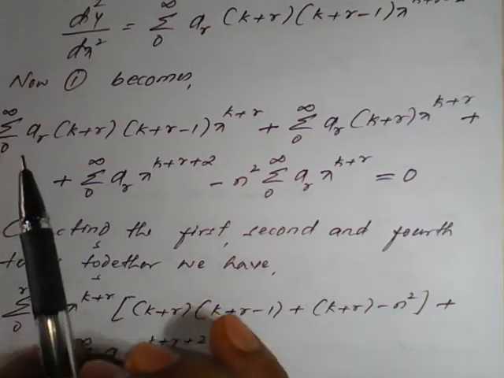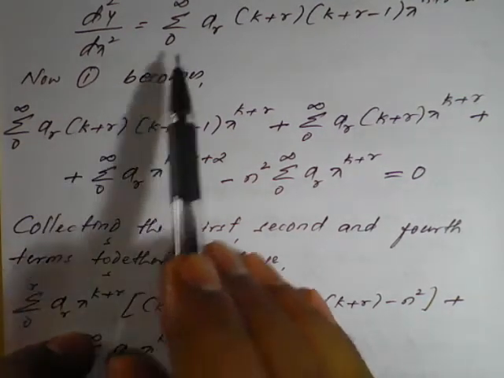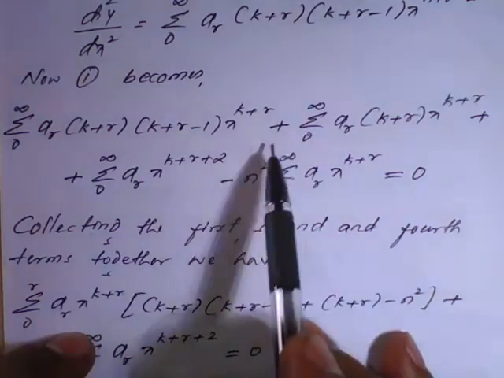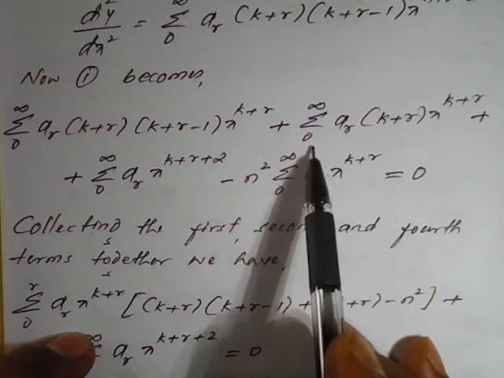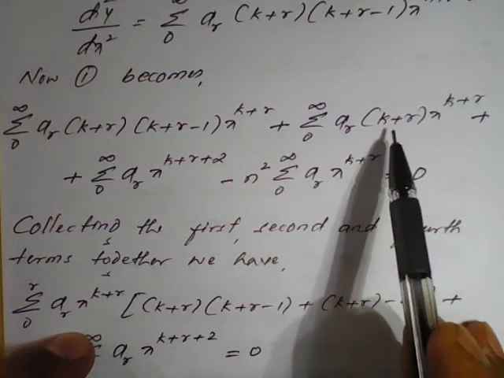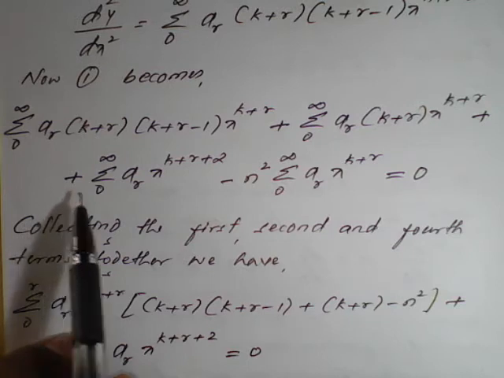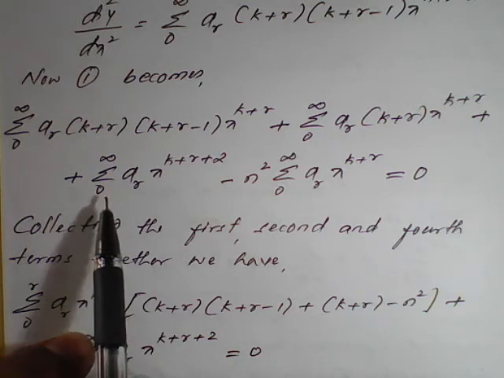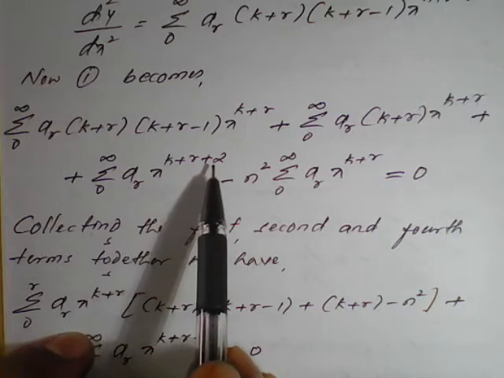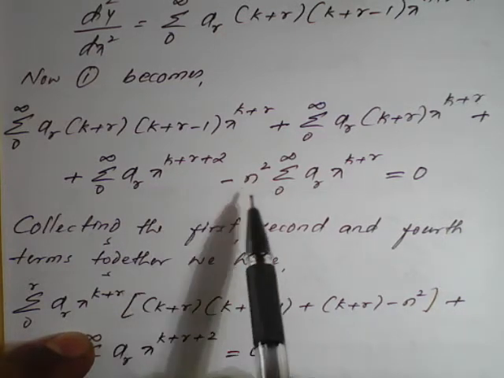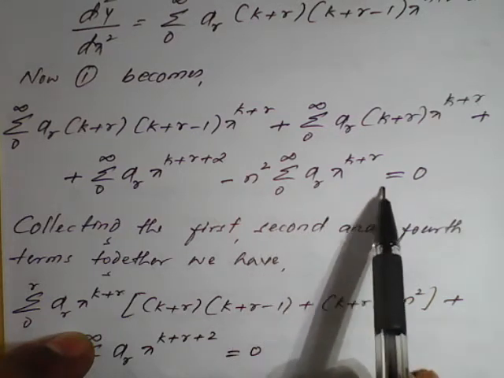So summation 0 to infinity a_r x^(k+r) plus summation 0 to infinity a_r x^(k+r+2) minus n square into summation 0 to infinity a_r x^(k+r) equals 0.